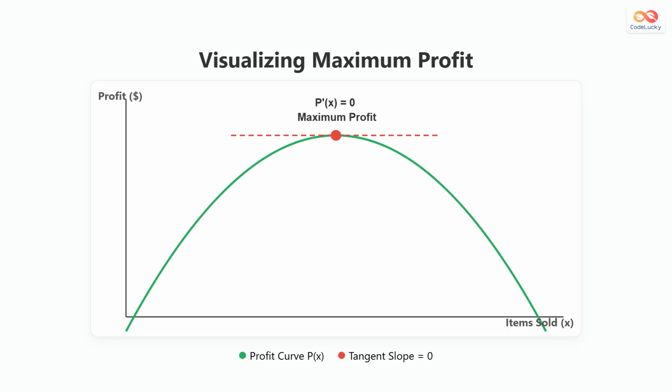Let's visualize this. Here we have a graph of a typical profit function, which looks like an inverted parabola. Notice the green curve representing profit. The highest point on this curve is where the tangent line is perfectly horizontal. At this peak, the slope, or derivative, is exactly 0.